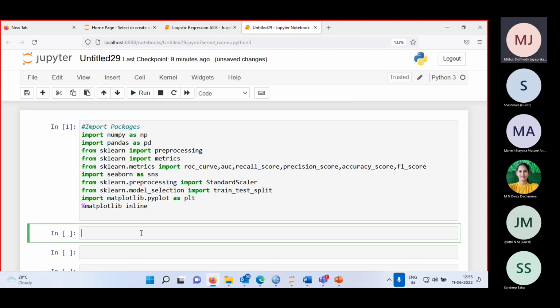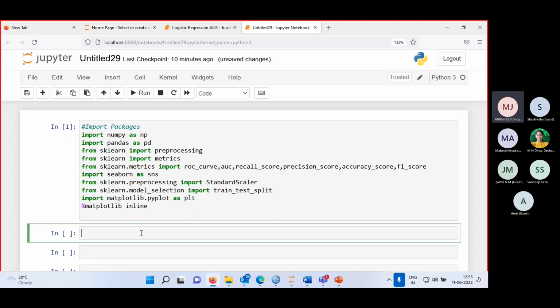In real time you are not going to get such an Excel or CSV file, right? You can get any file. In live settings, usually you may get it in the form of a database or something. You can connect to the database and pull the data result.